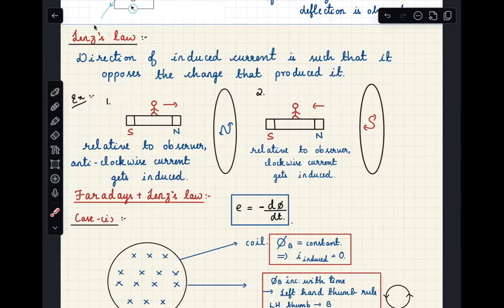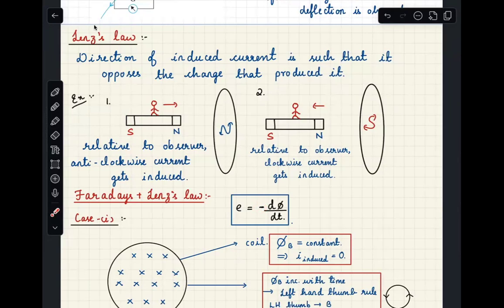Same magnet, same coil. Effects are different. Why? Because in one case, you are making the magnet move towards the coil. In the other case, you are making the magnet move away from the coil. In both cases, what is happening? The induced current is induced in such a way so as to oppose the change that produces it. This is how. So finally, I can say the EMF induced is minus d phi by dt.